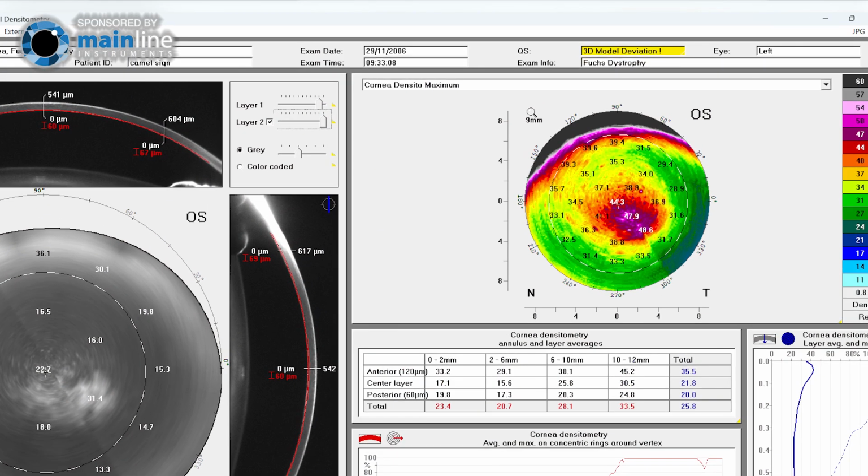So the densitometry evaluation is very important even in patients with dystrophy, the most common being the posterior endothelial dystrophy. Patients with Fuchs disease are very commonly presenting with early stages of cataract.